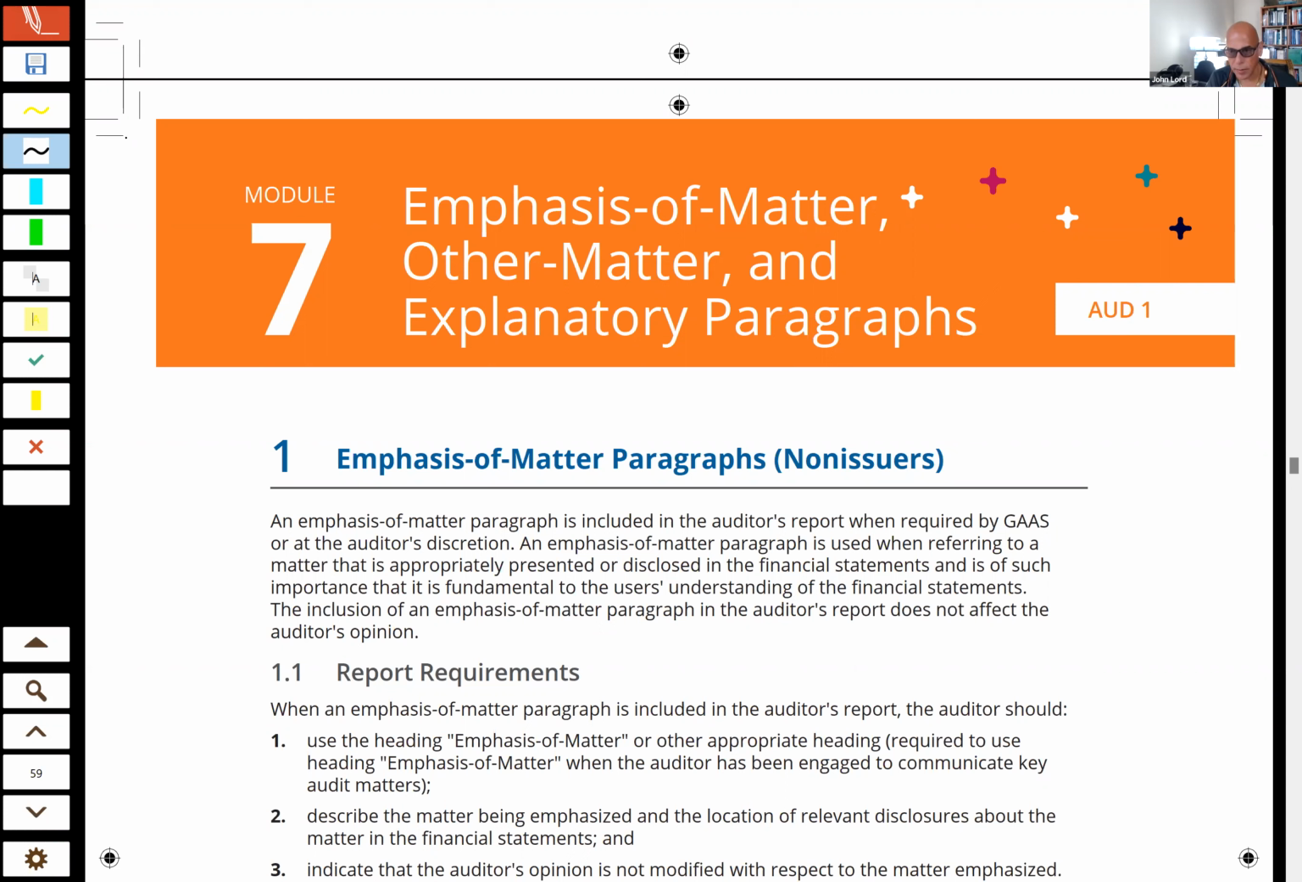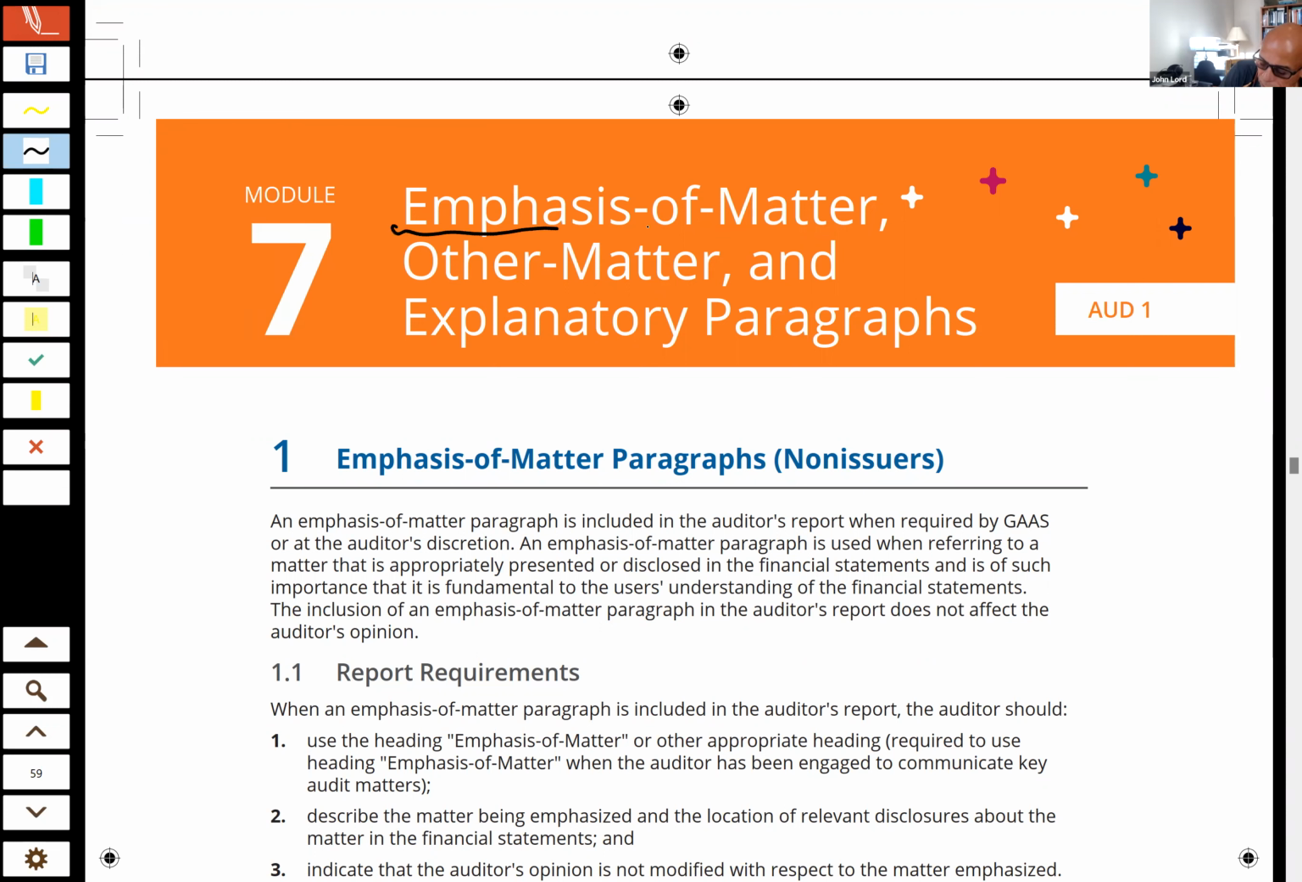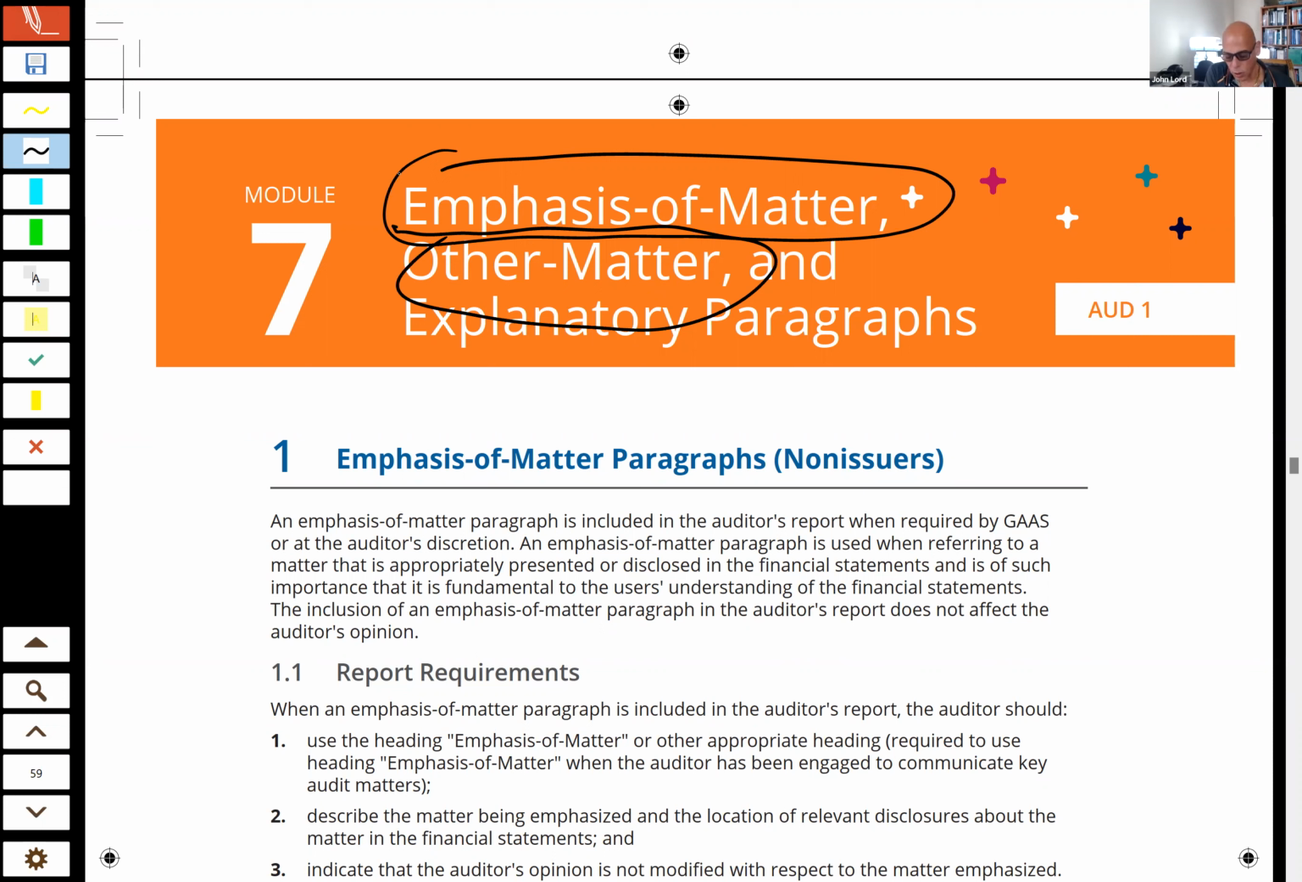Let's go ahead and take a look at the information here now for the emphasis of matter. And really, they talk about emphasis of matter here, but it could also be an other matters paragraph. So we have emphasis of matter, we have other matters. We're going to be understanding the difference between these two. And then we're also going to be taking a look at how the report will be changed as a result of emphasis of matter or other matter.